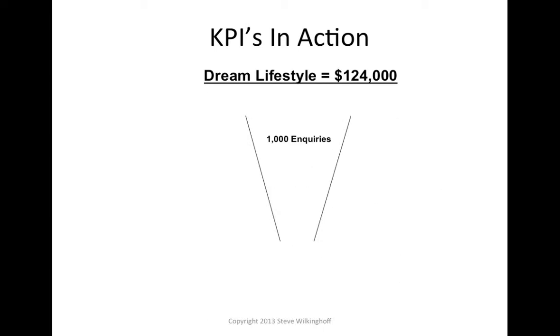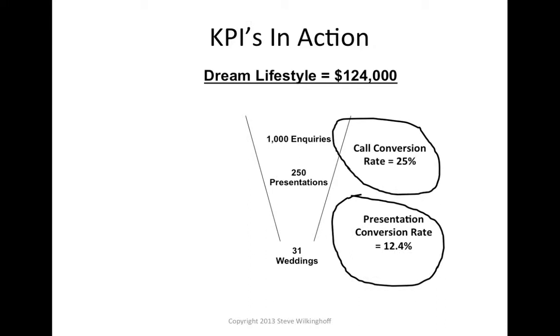Now, suppose we do something else and let's leave call conversion rate at 25%, just like it was. But suppose our wedding photographer changes how they present to the potential couple and their close rate goes up to 12.4% instead of the 10%. They're still going to book 31 weddings now, which they would have identified.